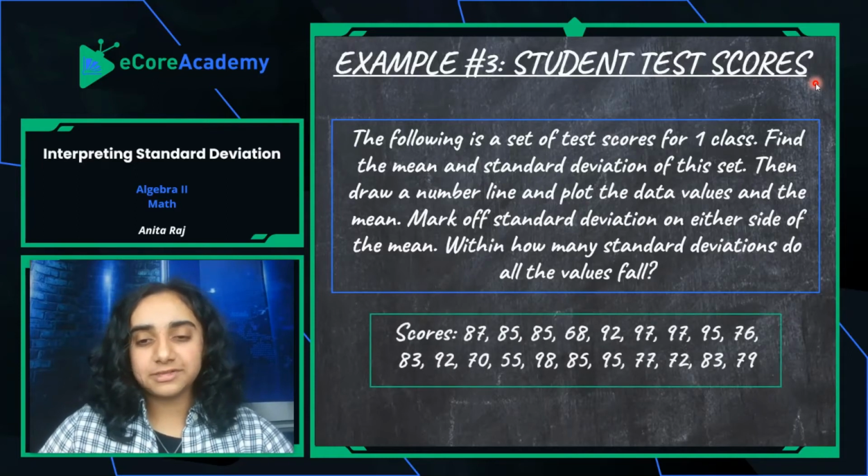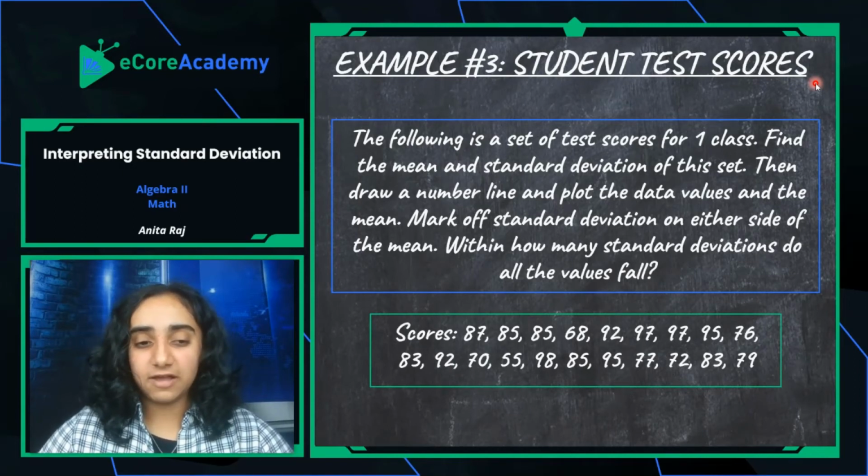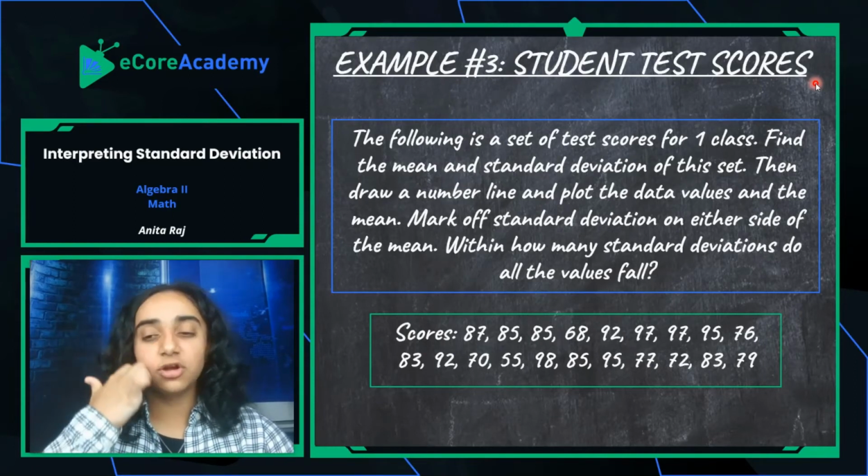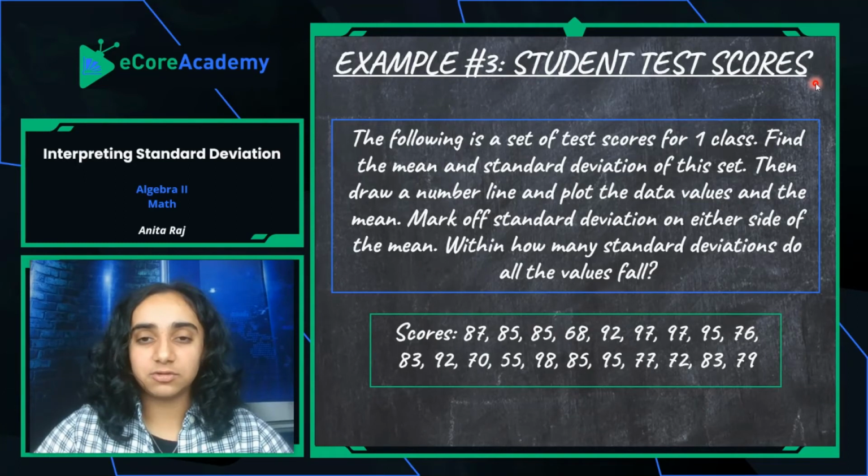So here are the scores that were given: 87, 85, 85, 68, 92, 97, 97, 95, 76, 83, 92, 70, 55, 98, 85, 95, 77, 72, 83, and 79. They're not in order. We'll order them when we solve this. They're purposely not given in order, but these are all the student test scores we're given, and we have to find the mean and standard deviation.